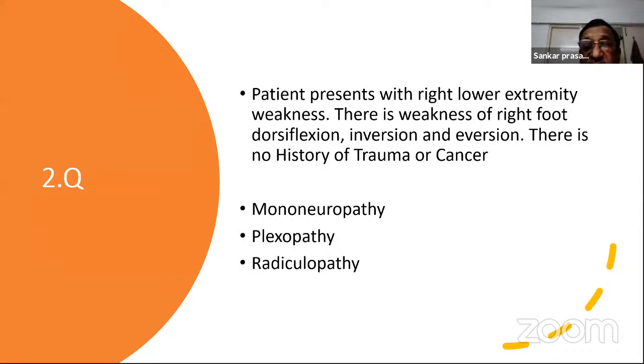So a patient presents with right lower extremity weakness. There is weakness of the right foot dorsiflexion, inversion and eversion. There is no history of trauma or cancer. So based on whatever I said, you all can easily say what this is: mononeuropathy, plexopathy or radiculopathy.